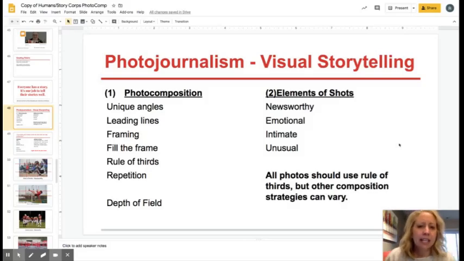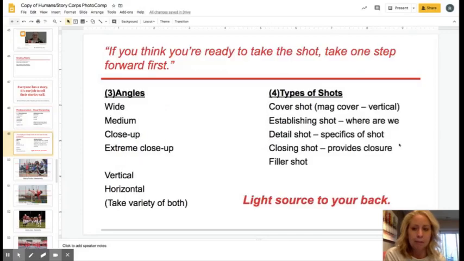The second category, typically you're just going to have one, most likely. It's either going to be a newsworthy shot, an emotional shot, an intimate shot, which means you're right up in the action, or it's just a really unusual photo for some reason. The biggest thing is that you do want to try as much as possible to use rule of thirds in all of your pictures, but then you can use a variety of other types of photo composition techniques, as you'll see in some of the examples in a minute.